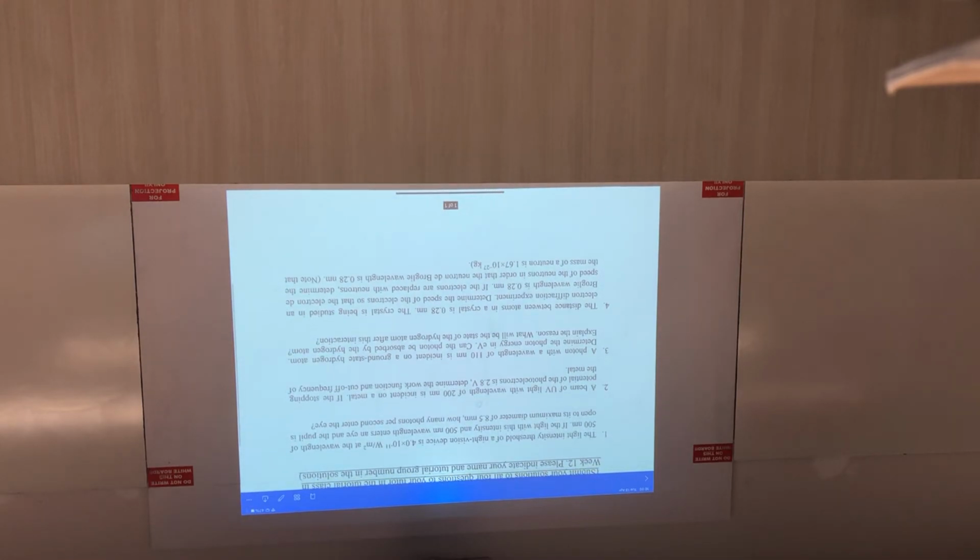So this is your assignment. Let us first start with test number 1. The light intensity threshold of the human vision device is 4.1 times 10 to the minus 11 watts per meter square at a wavelength of 500 nanometers. If light with this intensity and 500 nanometer wavelength enters the eye, and the pupil is open to its maximum diameter of 8.5 millimeters, how many photons per second enter the eye?